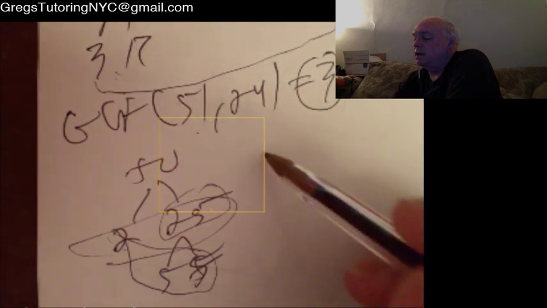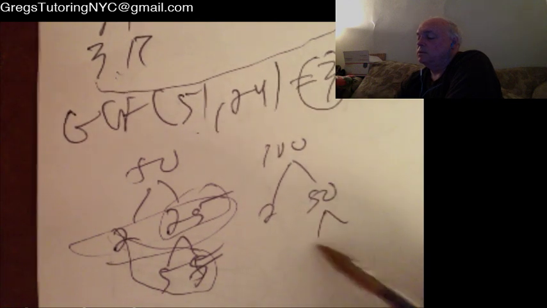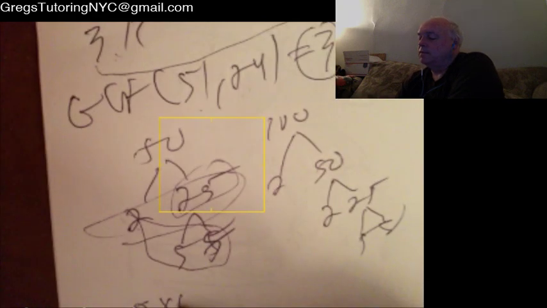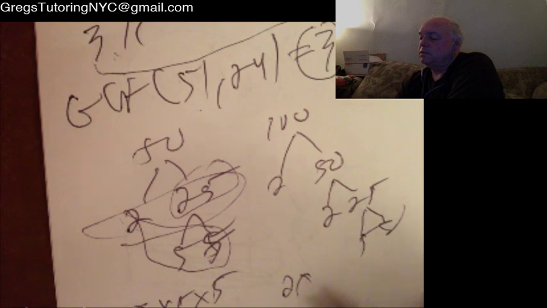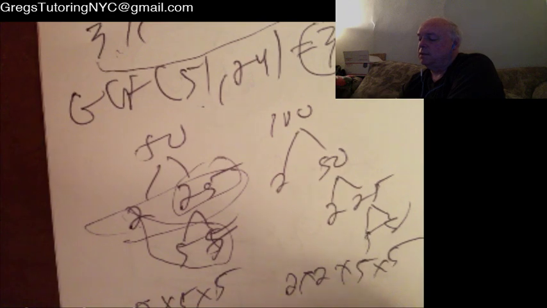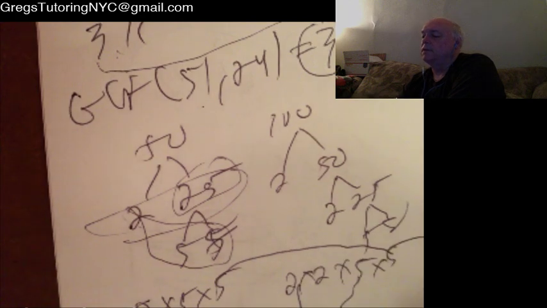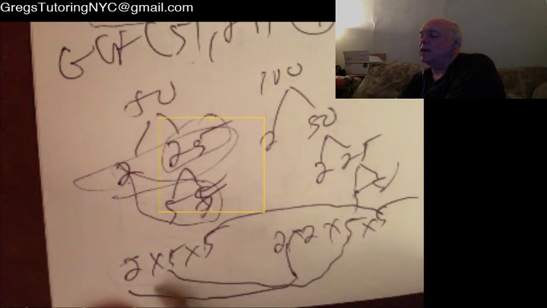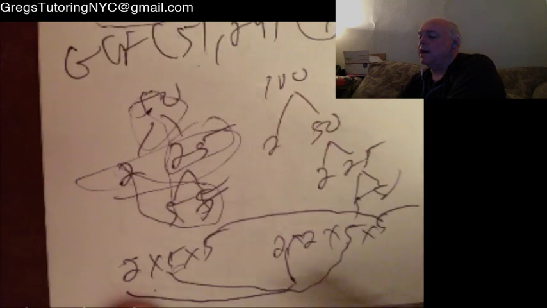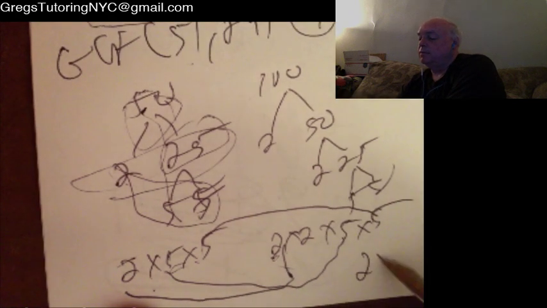Okay, so if you have 50 and 100, this becomes 2 and 50. This becomes 2 and 25. And this becomes 5 and 5. So this becomes 2 times 5 times 5. And this becomes 2 times 2 times 5 times 5. So we have 2's in both of these. 5, that 5 matches that 5, and this 5 matches that 5. So our greatest common factor, remember all of these are factors, including the original number. Our greatest common factor is 50, because we get 2 times 5 times 5.